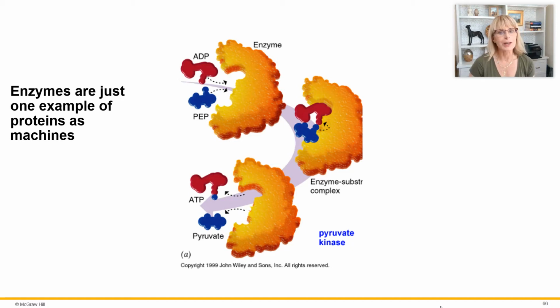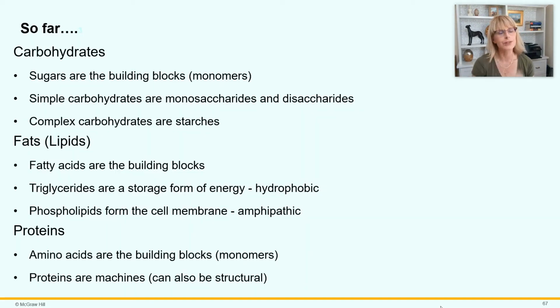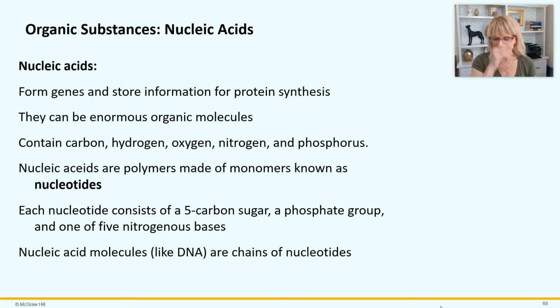We've almost made it through the chemistry part of our lectures. We have so far discussed carbohydrates, we've discussed fats, lipids, which included triglycerides and phospholipids and steroids. We've discussed proteins. We know that proteins are polymers built out of monomers that are called amino acids, and that they are amazing machines. So what is there to talk about? Well, nucleic acids. This is our fourth biomolecule that we needed to discuss.